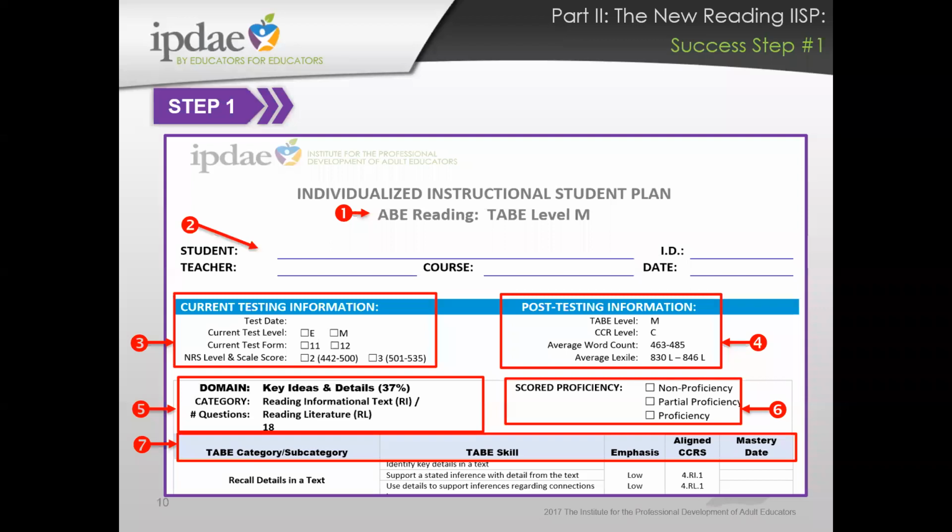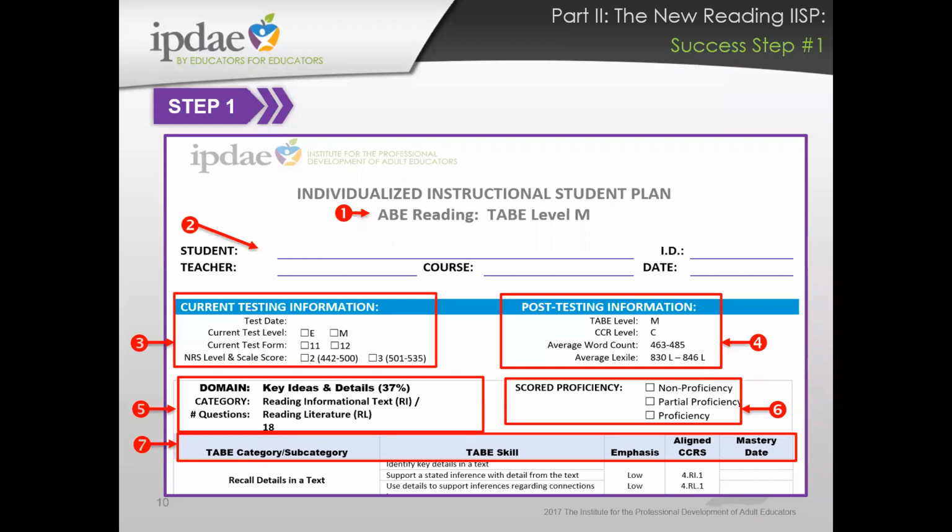You'll soon understand the significance of these categories when we look at the aligned CCR standards in the next couple of slides. You'll see that. And right under the category, you have the number of questions pertaining to this particular domain. Now let's move to section number 6, which is directly to the right of section number 5. And here in section number 6, you can mark how well the student performed on his pre-test on this particular section of the test.